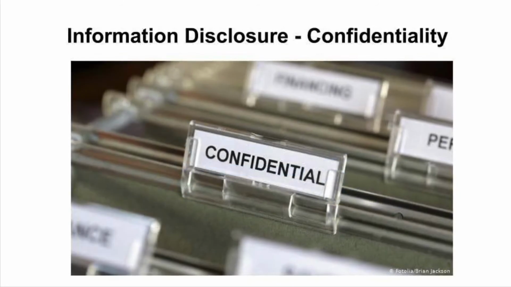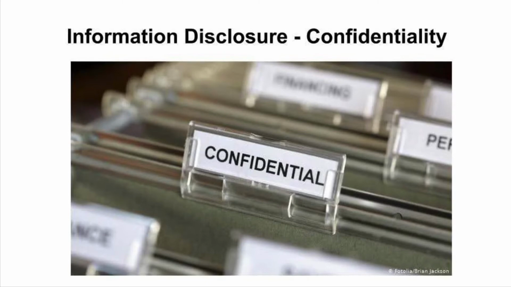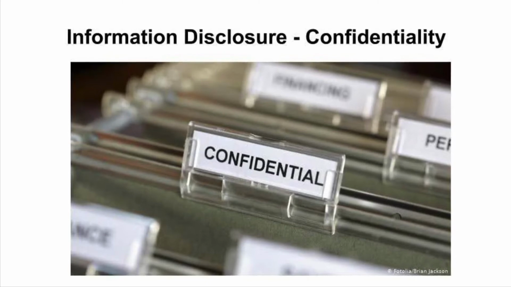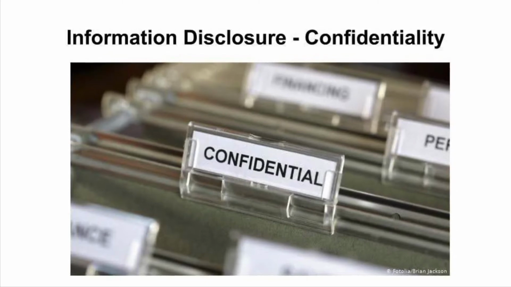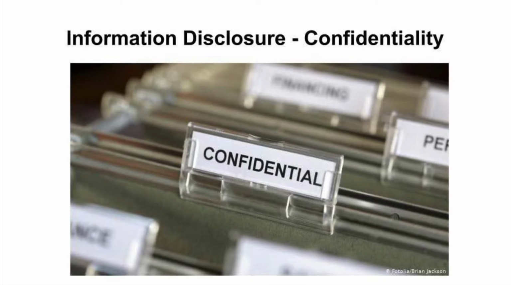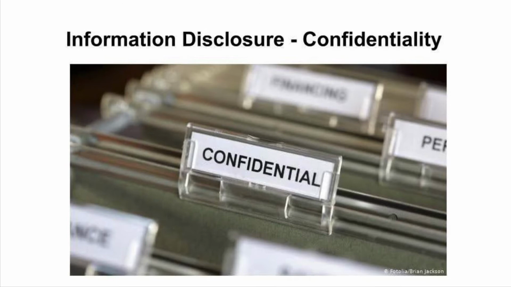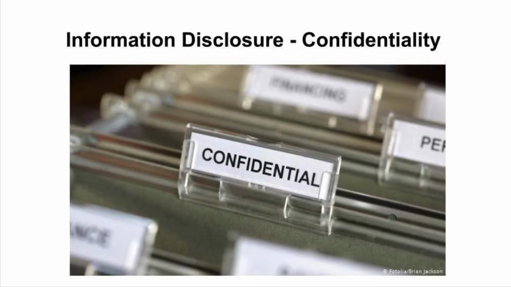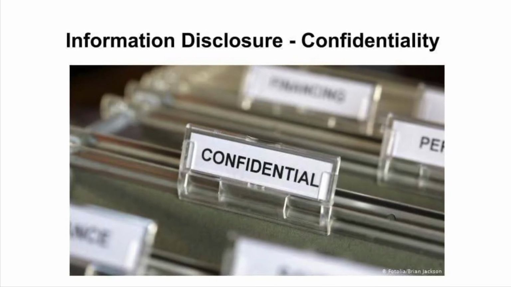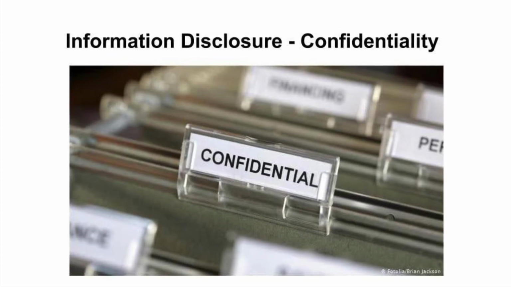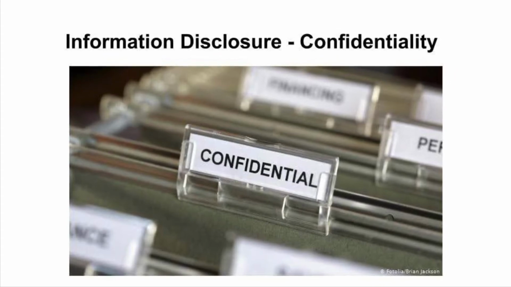Information disclosure is the most famous one, where confidential data is disclosed to unintended users. One way to mitigate this risk is to encrypt data so that even if it is available for someone else, he is not able to interpret it.